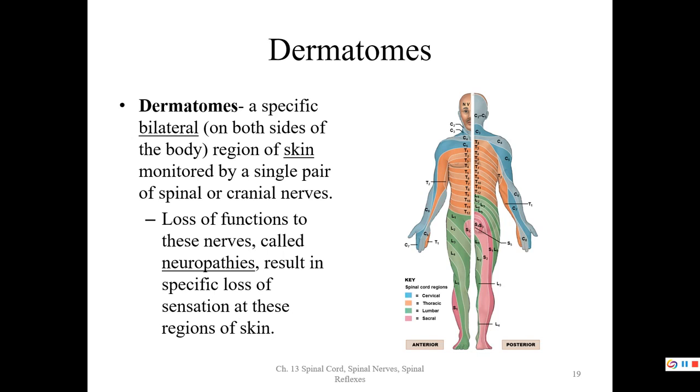These can be cranial nerves, or these can be spinal nerves. Cranial nerve number 5, for example, does this aspect of the face. Spinal nerves C2 and C3 do the back of the head. This is a map of the region of skin monitored by those nerves on the front and on the back. A loss of function of these is called a neuropathy.